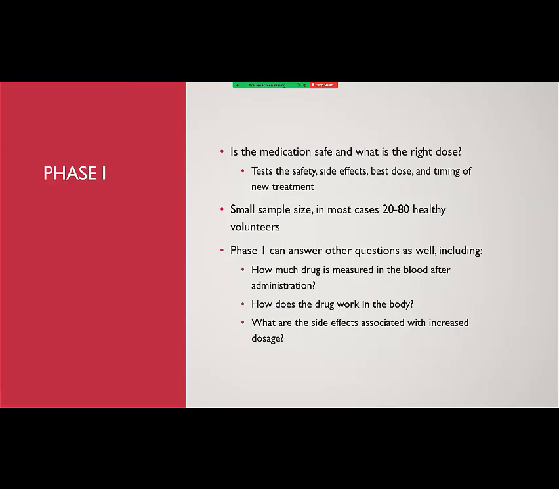So phase 1 is basically something everybody has to go through. You have to make sure that it's safe, that it can be tolerable, and be able to explain how the medication works in the body. And this obviously is for medication that I'm speaking of, but the same principles apply if you had a new device or a new technique. You'd still have to look at safety, the best dose and the timing, as well as any side effects that you should be looking for.